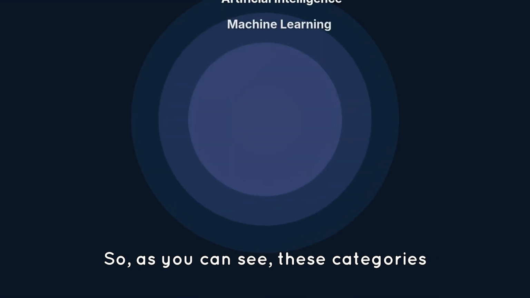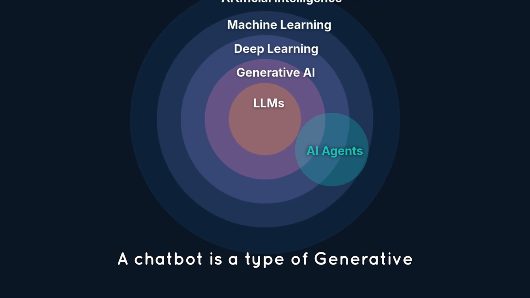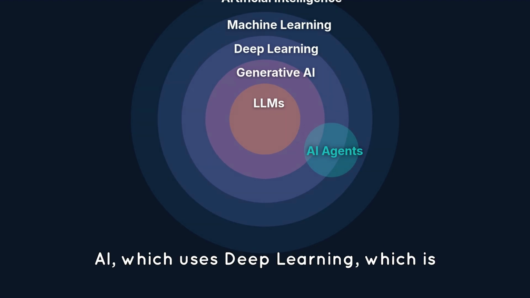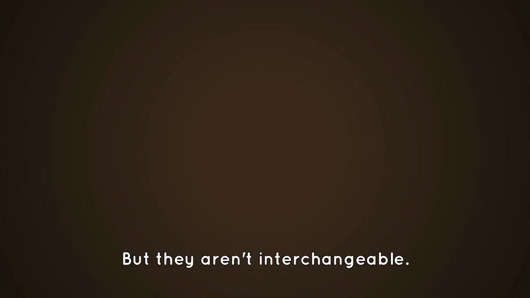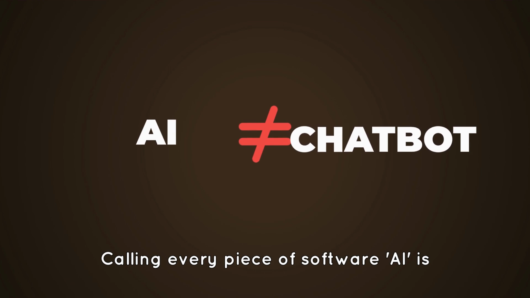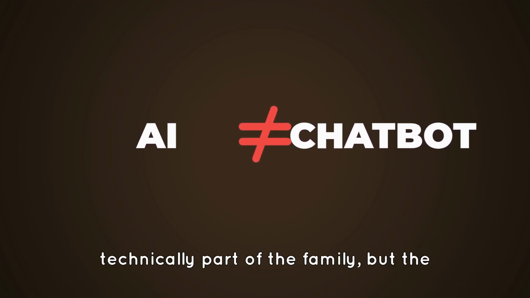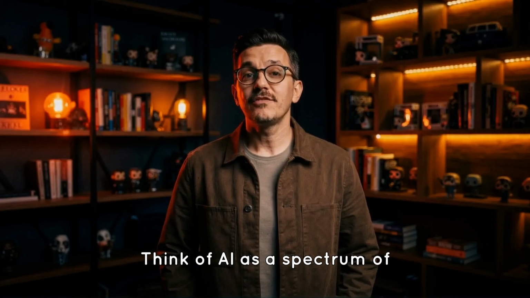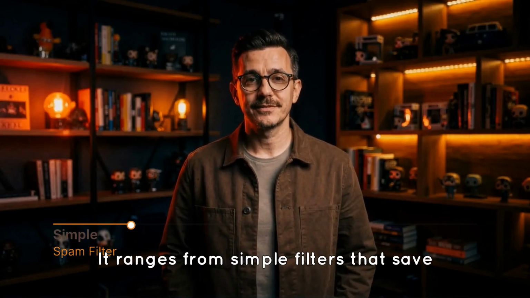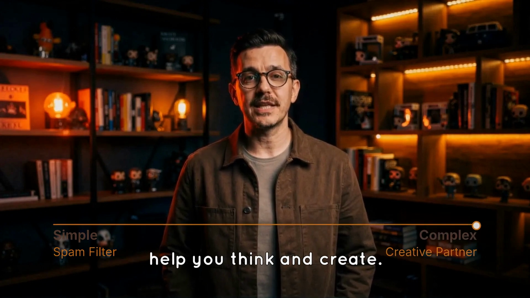So, as you can see, these categories aren't separate buckets, they overlap. A chatbot is a type of generative AI, which uses deep learning, which is a form of machine learning, but they aren't interchangeable. Calling every piece of software AI is like calling every vehicle a plane. It's technically part of the family, but the details matter. Think of AI as a spectrum of capabilities. It ranges from simple filters that save you time to complex creative partners that help you think and create.